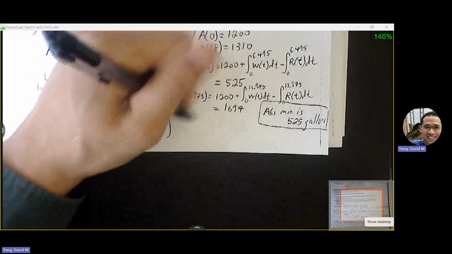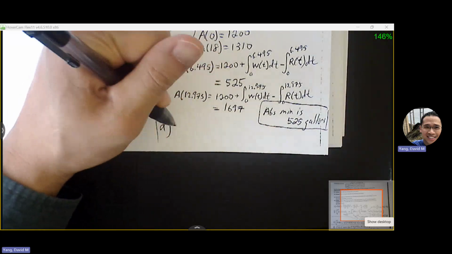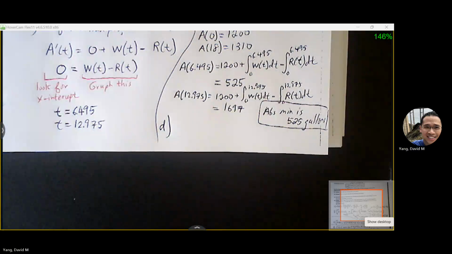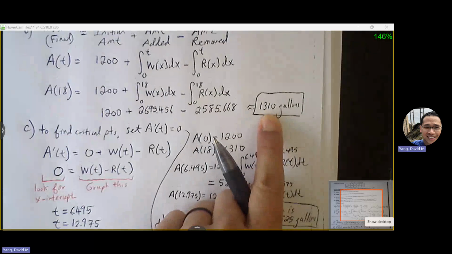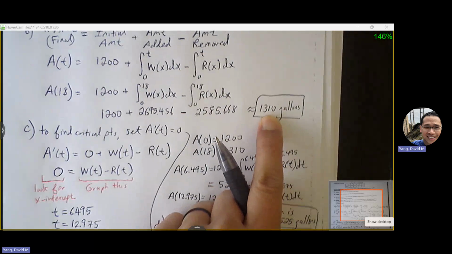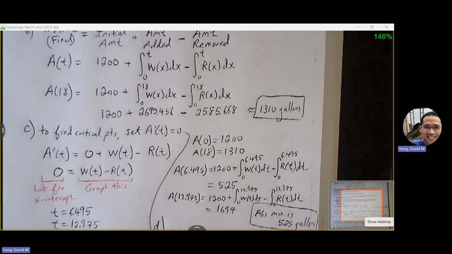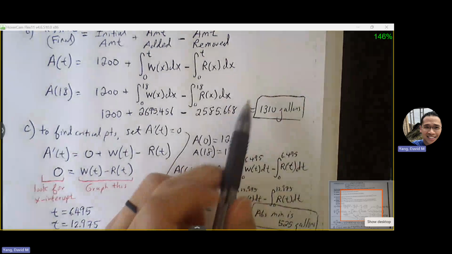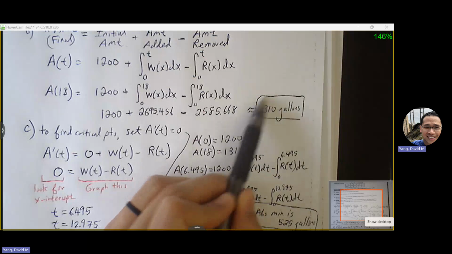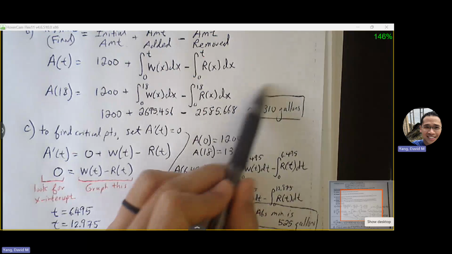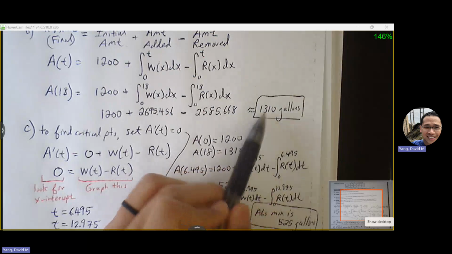So here we can say, okay, we know that at 18 hours, there's going to be 1,310 gallons. After that, no more water gets pumped into the tank. But now we're just looking at the removal rate, since the removal process is still ongoing until all this water drains. So we want to create an equation to figure out how long it will take for all this water to drain out of the tank.